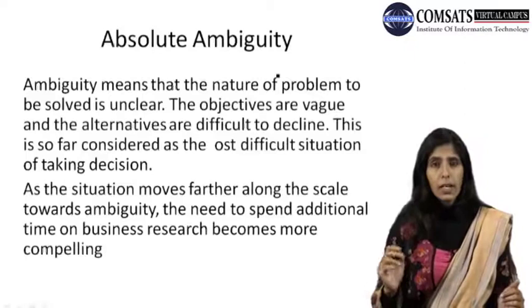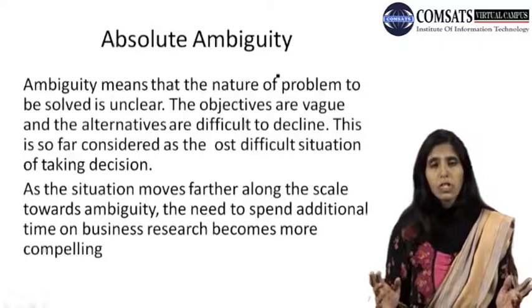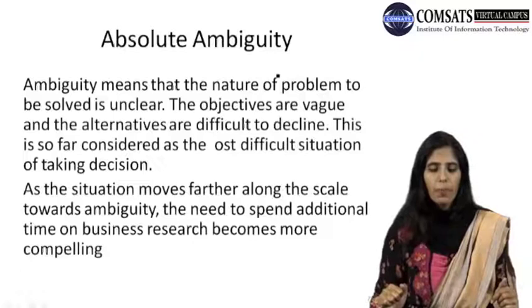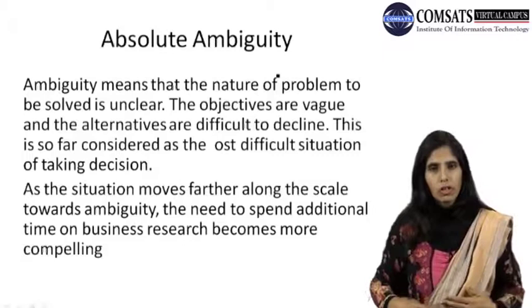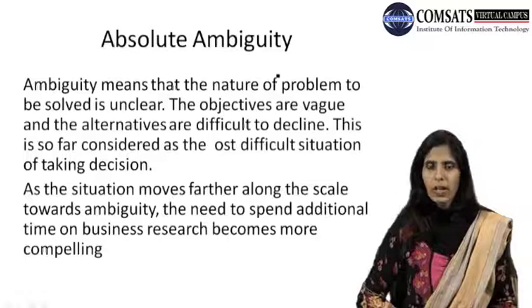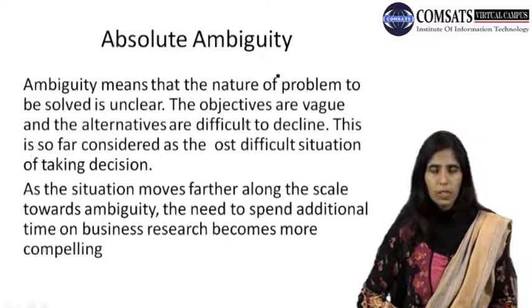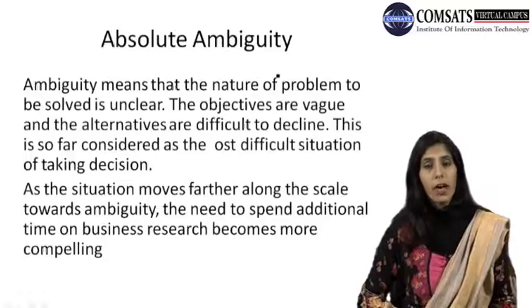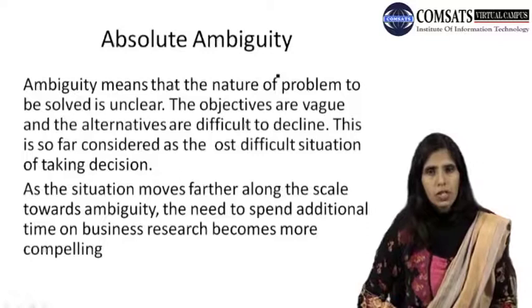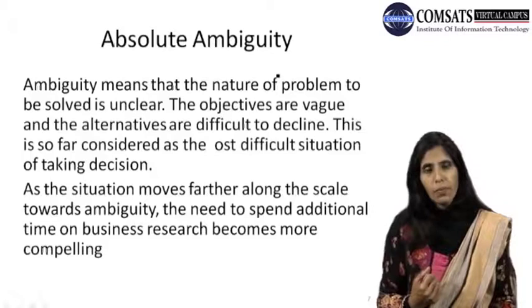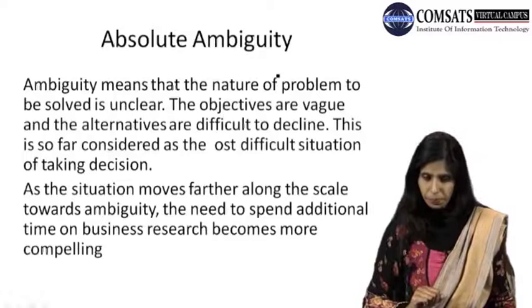Then comes the right extreme of decision making, which is absolute ambiguity. In case of absolute ambiguity, the nature of the problem to be solved is unclear. In the previous case, we know the nature of the problem and the objectives we are required to solve, but we doubt whether the given information is complete or not. But in this situation, we are not able to identify the nature of the problem on its own. So this situation is more critical in nature, when we are facing a problem in which we cannot define what the nature of the problem is.